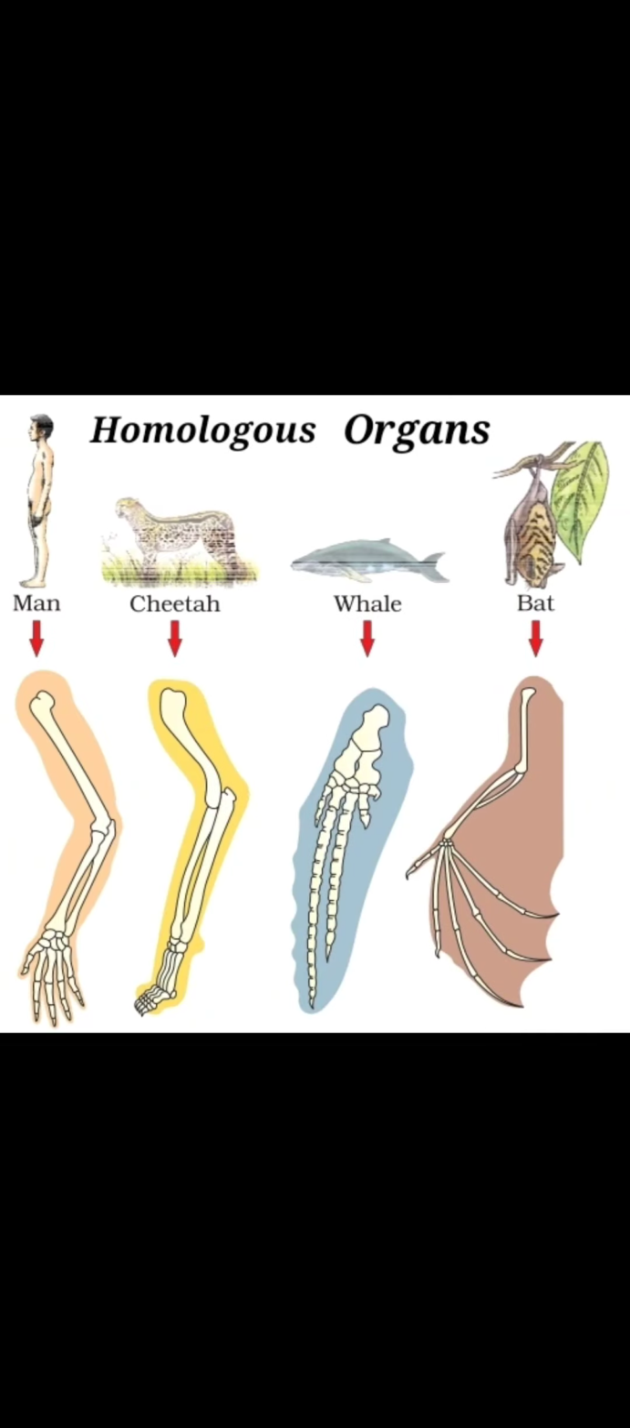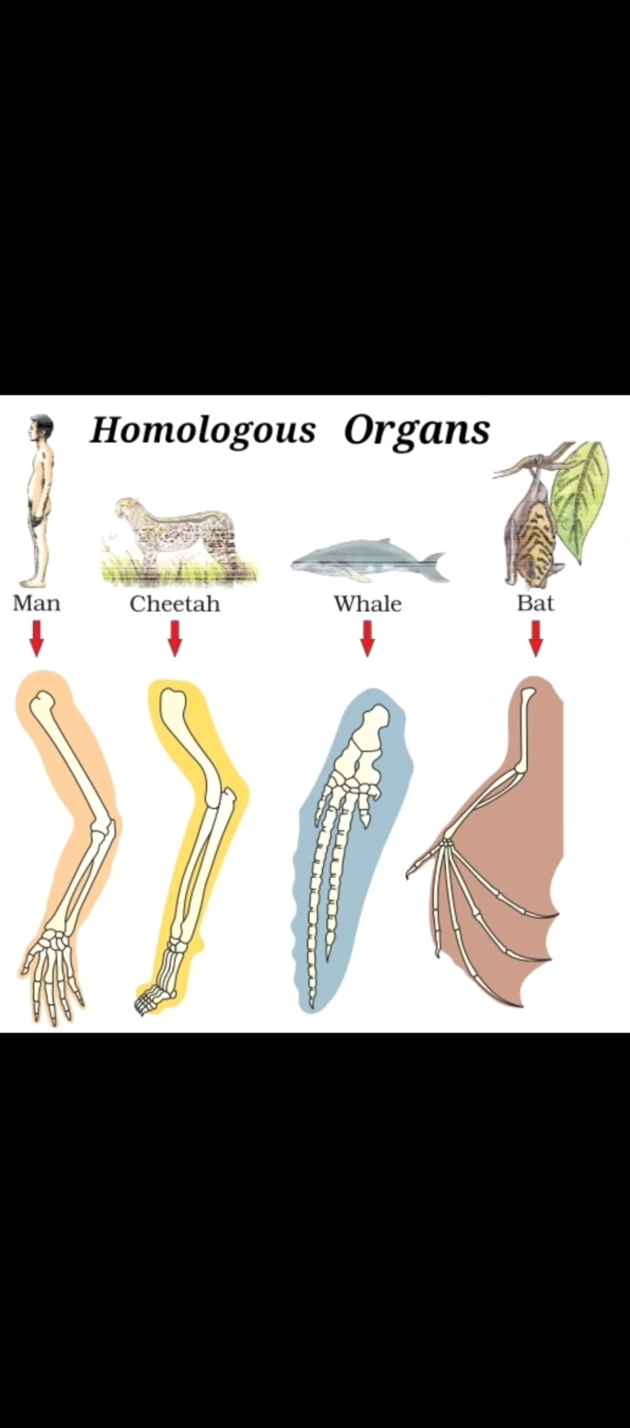Having different origin, but same function. So here, another example, I'm clearing the homologous organs. These are the analogous organs or analogous structures of homologous structures. Now clear your concept about the homologous structures or homologous organs.